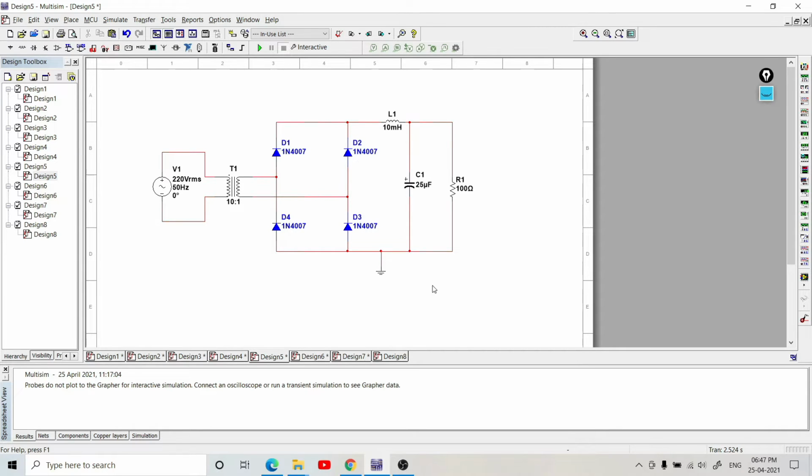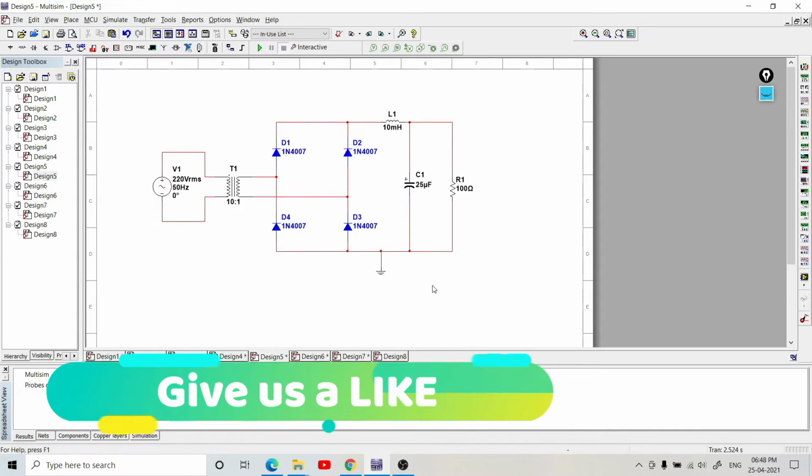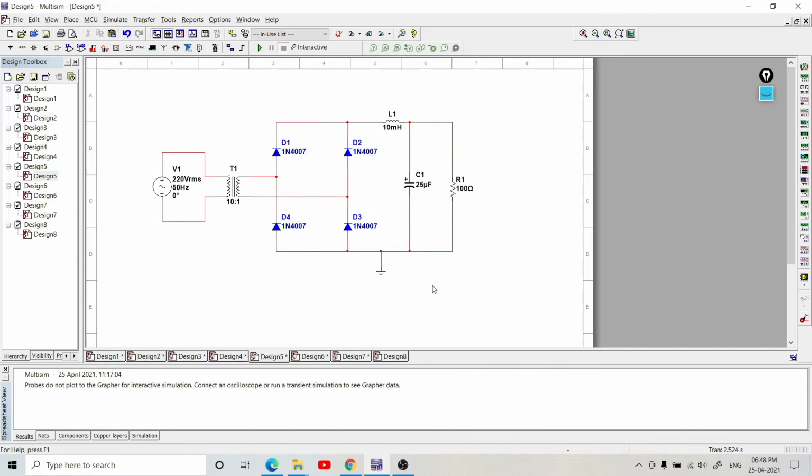So here, when we talk about the filter of a rectifier, what do we want? We want a pure DC supply. And what this filter does is remove unwanted things from the DC supply and give us a pure DC supply. Let me write this in this manner.